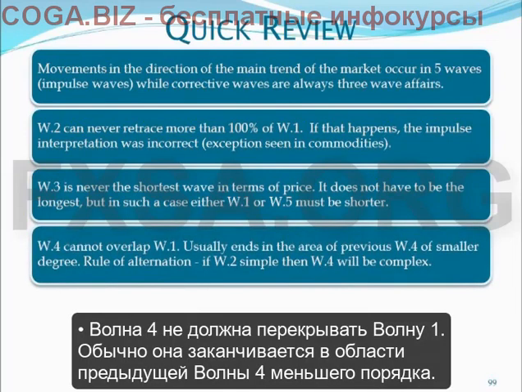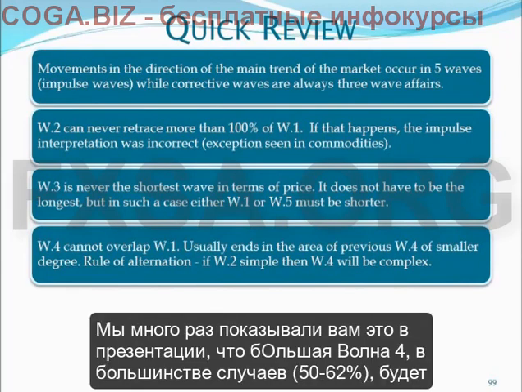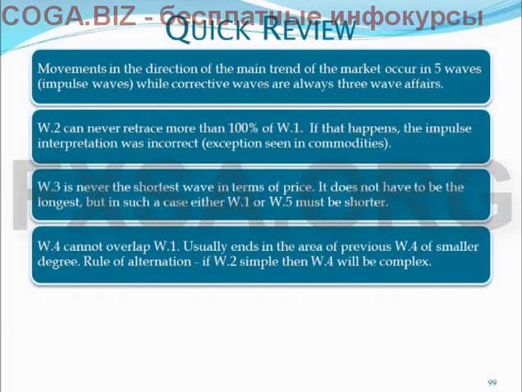Wave 4 cannot overlap Wave 1, and usually ends in the area of the previous Wave 4 of a smaller degree. So as we've shown you many times here, the big Wave 4 is going to pull back and end about 50 to 62% of the time in the area of the larger or lesser degree Wave 4.